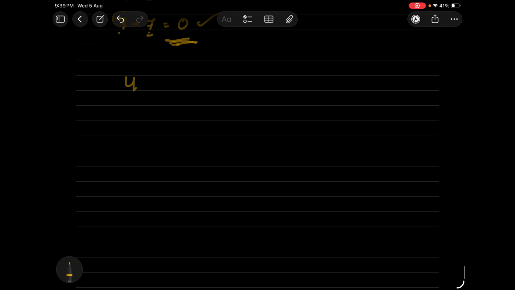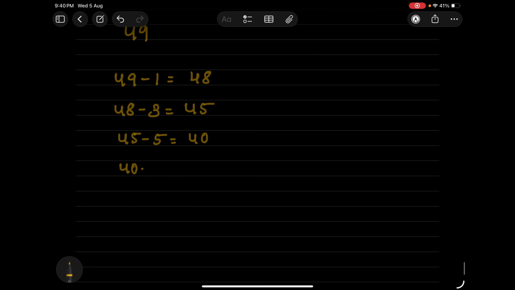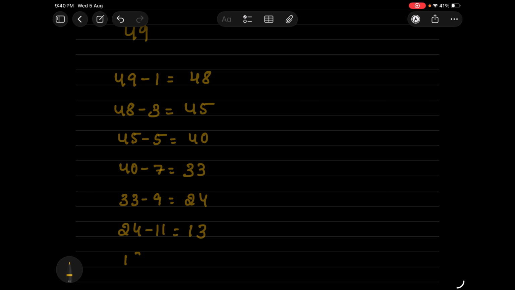For example, 49. 49 minus 1 is 48. Again 48 subtract by 3, second odd number, which is equal to 45. 45 again subtract from the third odd number, which is 5, we get 40. Now 40 subtract by 7, we get 33. 33 minus 9 is 24. Again 24 minus 11 is 13. Now 13 minus 13 is 0.